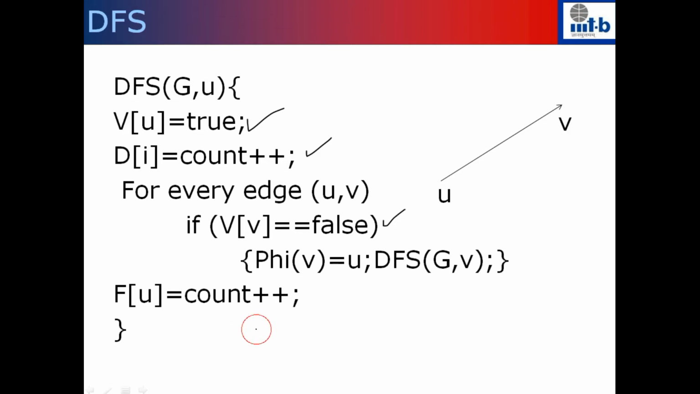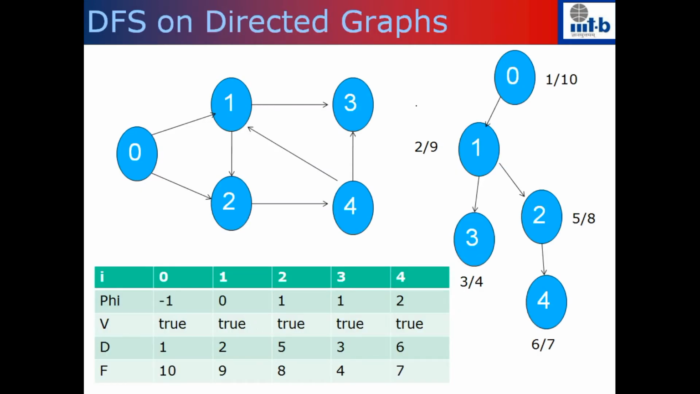We had this example where I started with 0 and set the discovery time as 1. Then I looked at the adjacent vertex of it, which is 1, so I set the discovery time of 1 as 2. Then I went from 1 to 3 and set the discovery time of 3 to be 3. From 3 I could not go anywhere because the adjacency list of 3 is empty. So I finished visiting, set the finish time, and then backtracked.